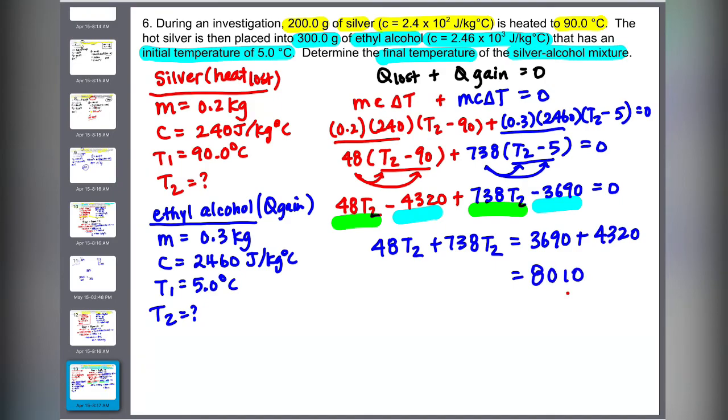So collect the like terms and add them up. All I did is add up the like terms. So 786 T2 is equal to 8010. Now divide both sides by 786. Your T2 worked out to be 10.19. Check your sig digs. So 2 sig digs is what I want.